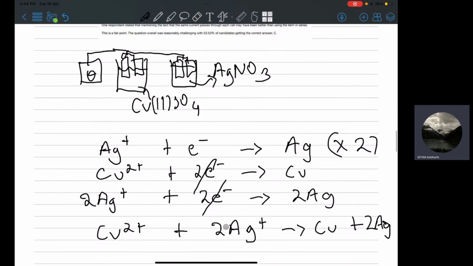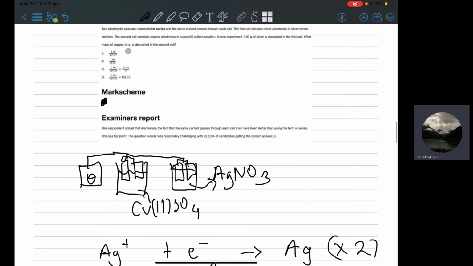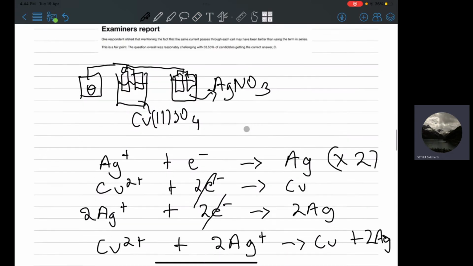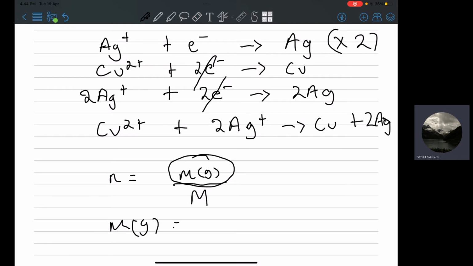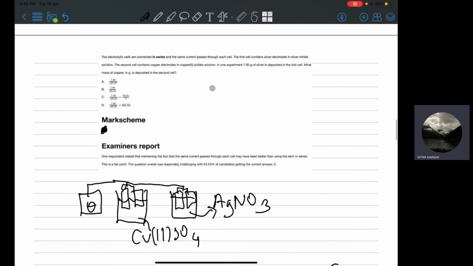Okay. So they've asked you to calculate the mass of copper in grams, which is deposited in the second cell. Now, how do you calculate the mass of copper? Well, we've learned this formula time and time again. We know number of moles is equal to mass in grams over molar mass. Now we want to find out mass in grams. So if we just rearrange this equation, mass in grams is equal to number of moles times molar mass.